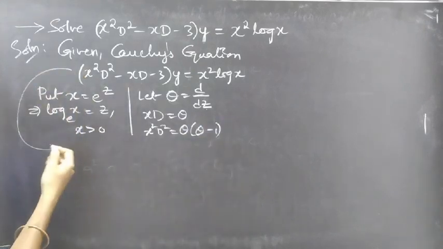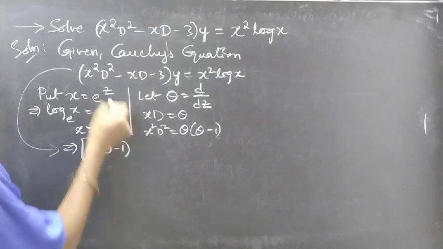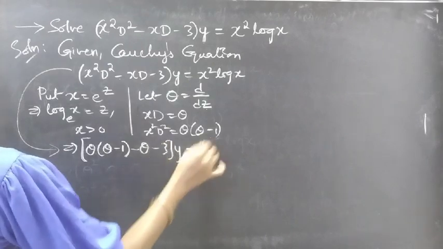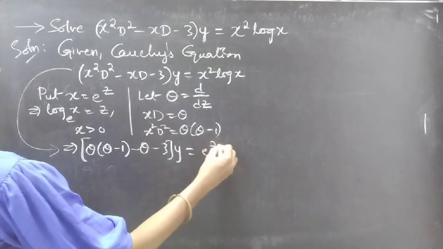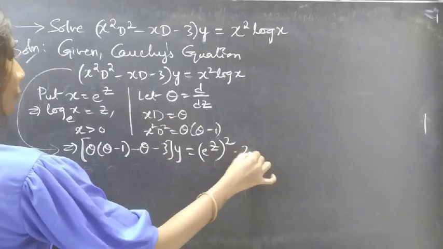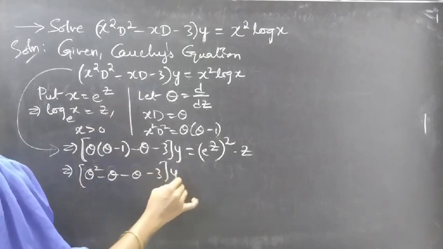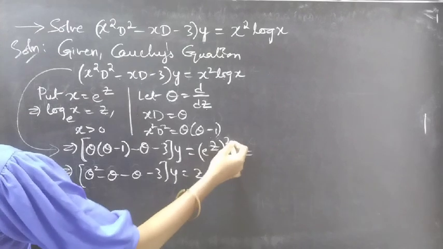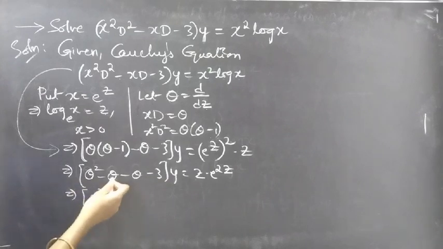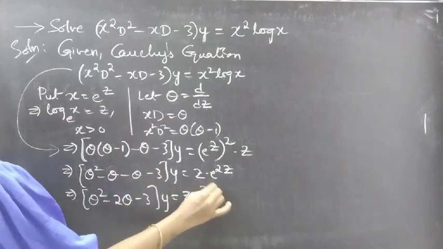Now the above equation becomes θ(θ − 1), replacing x² D² by θ(θ − 1), minus, replacing xD by θ, minus 3, into y equals x², replace x by e^z, then you'll get (e^z)² log x, replace log x by z. This becomes (θ² − θ − θ − 3) y = z (e^z)² which is e^(2z). Now the above equation becomes (θ² − 2θ − 3) y = z e^(2z).